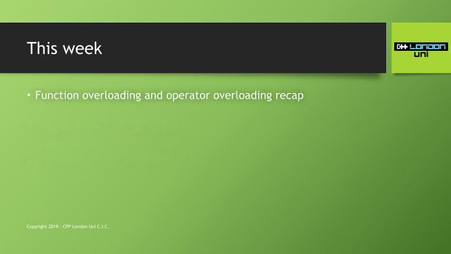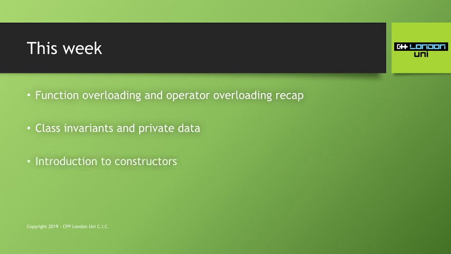What have we got on the menu for this week? As I say, we're going to have a bit of a recap. Then after that, we're going to head back to talk about structs again. We're going to talk about class invariants and what I mean by class invariant. We're going to talk about private data and why you want that and how that works. Then towards the end, we'll have an introduction to constructors, what constructors are, why we need them, and what they do. That's what's on the menu today. We're going to be a little bit rushed, but apologies.